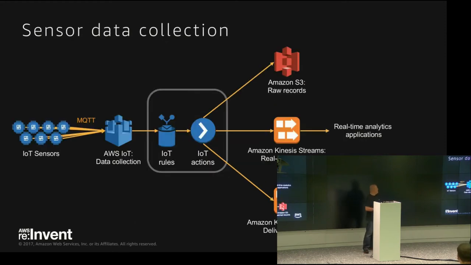Another sensor data collection, similar use case, this case in IoT, where you have sensors that send MQTT messages to the IoT Core. Then you have defined rules that basically trigger actions in different ways. Storing raw reports in S3 as your data lake, putting into Kinesis streams for real-time analytics applications, or Kinesis Firehose for batching the data into larger chunks.